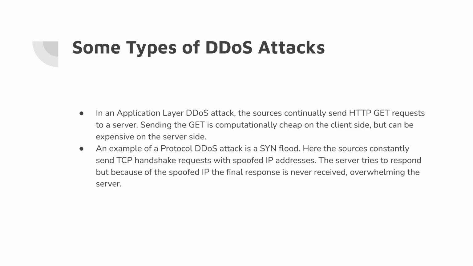There are different types of DDoS attacks. In an application layer DDoS attack, the sources continually send HTTP GET requests to a server. Sending the GET request is computationally cheap on the client side, but can be expensive to service on the server side. An example of a protocol DDoS attack is a SYN flood. Here, the sources constantly send TCP handshake requests with spoofed IP addresses. The server tries to respond, but because of the spoofed IP, the final response is never received, overwhelming the server.